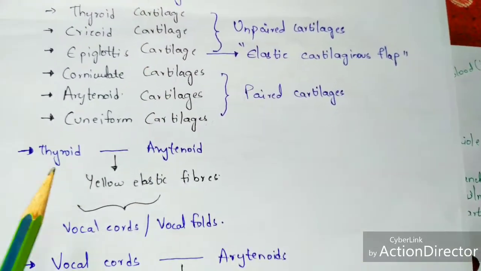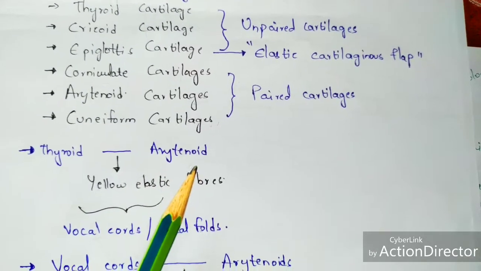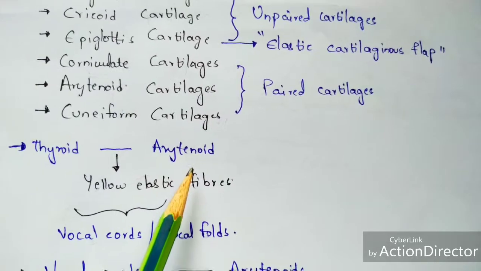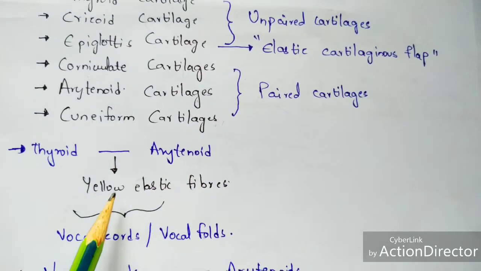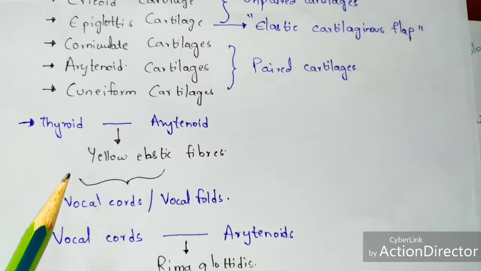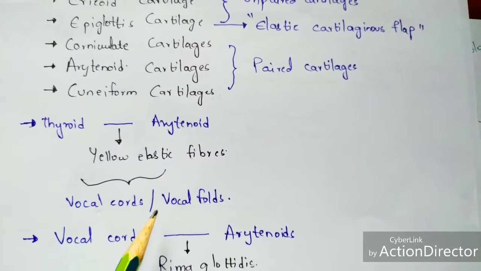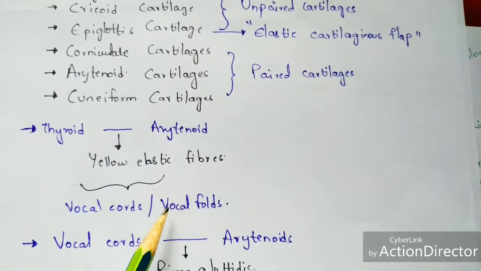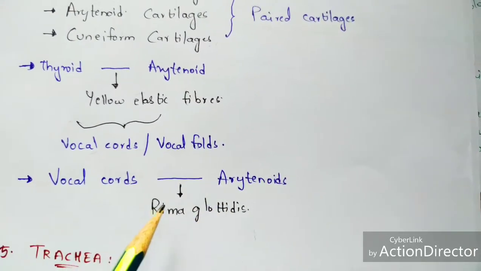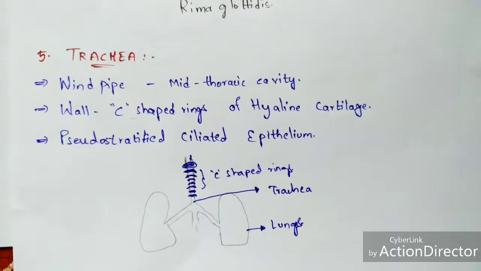Normally, the thyroid cartilage as well as the arytenoid cartilage get combined together with the help of yellow elastic fibers. When they get combined together, they form vocal cords, which are also called vocal folds, and the vocal cords are separated by the arytenoids with the help of the rima glottidis. So coming to the trachea.